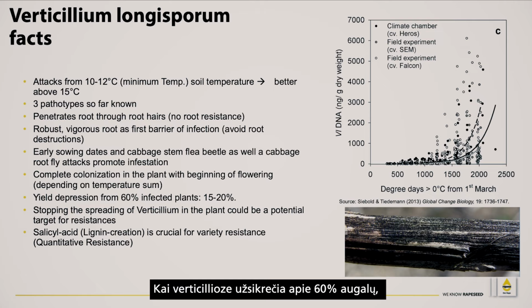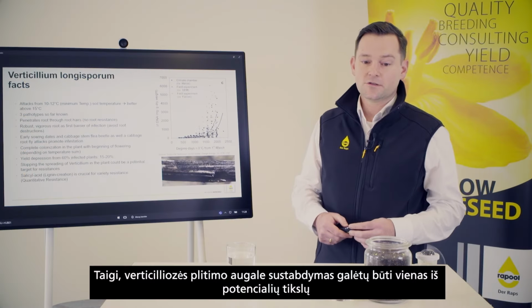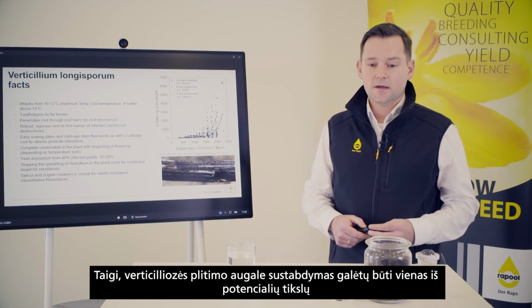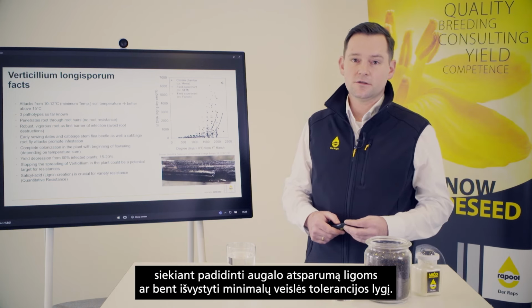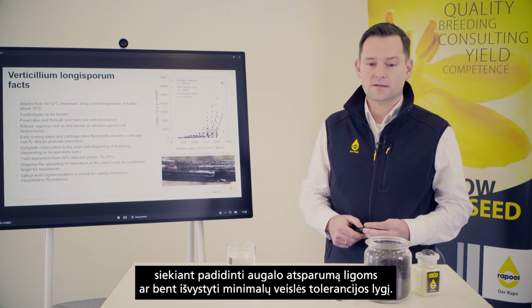Verticillium can lead to very much yield depressions. When we have around 60% infected plants only, and sometimes we have a lot more than 60% infected plants, the yield depression can be already up to 20%. Of course, with the high prices at the moment, this can cause very serious monetary damage for all of us. So stopping the spreading of verticillium in the plant could be a potential target also for a resistance, or at least a minimum a tolerance of the varieties.